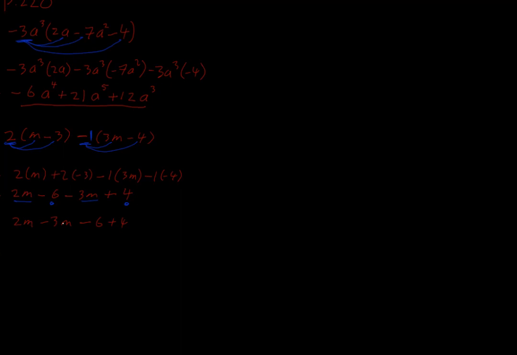I have 2m, and I take away 3m, and I'm left with minus 1m. And I have minus 6, and I add 4. I'm going to get 4 more positive. I'm going to end up at minus 2. And this I can't go any further with because this has m's in it, and this is pure numbers. So I can't add these things together. They're not like terms. So this is my final answer. And that's all we need to be able to do for now.